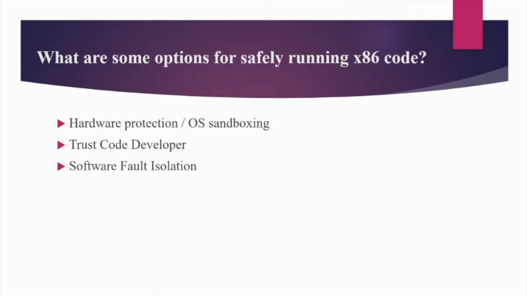So if you want to run x86 code securely, what are the options? We have seen we can provide hardware protection or OS sandboxing. Okay, that is the first method that we have seen. Then virtual machines and containers are the options. Then we have trusted code developers like ActiveX and all, right, where we have a trusted third party who will check the code on our behalf, and we will execute the code only if it is signed by that trusted third party. Okay, and the third way we have seen is software fault isolation, whose job is to convert untrusted code into trusted code or safe code.